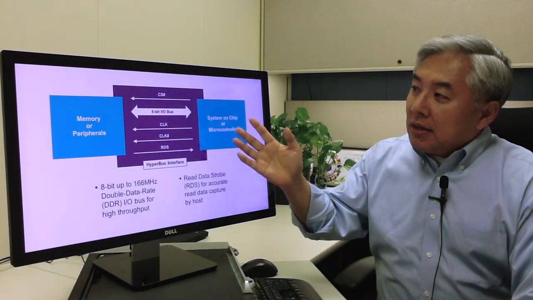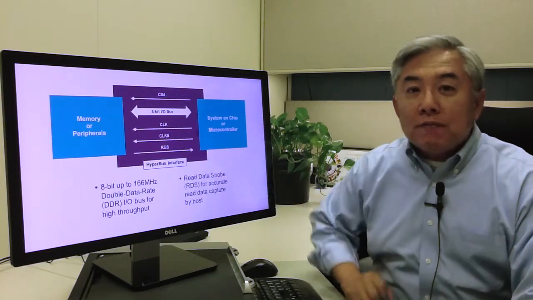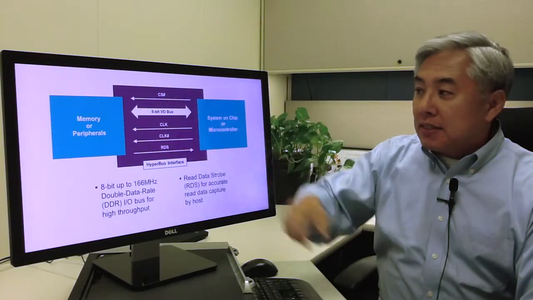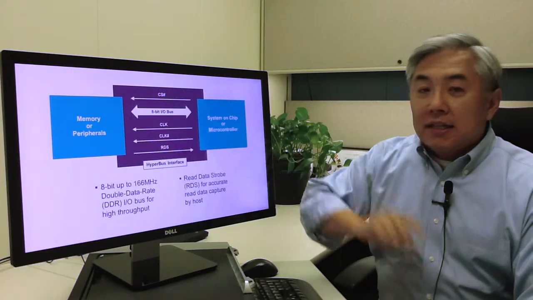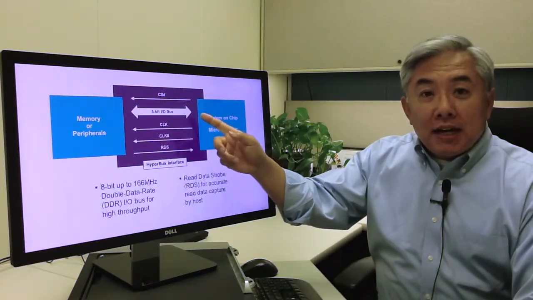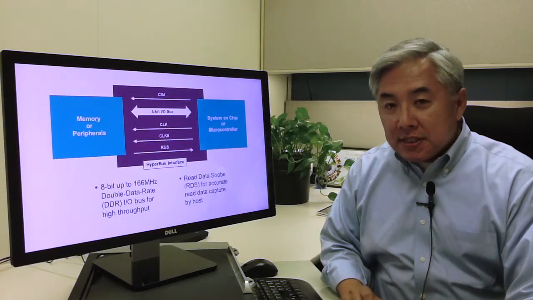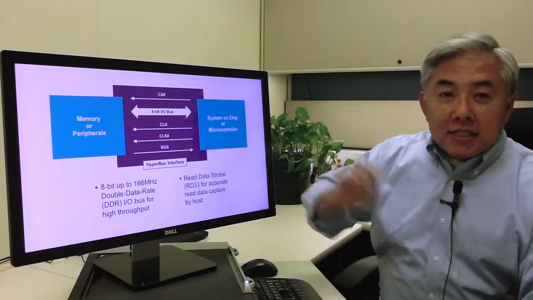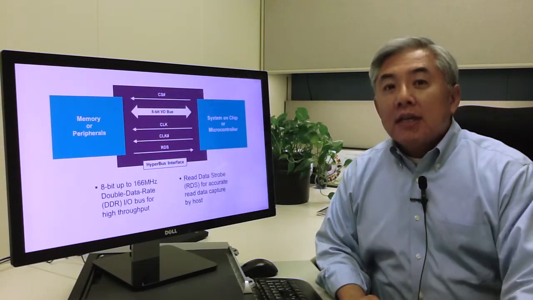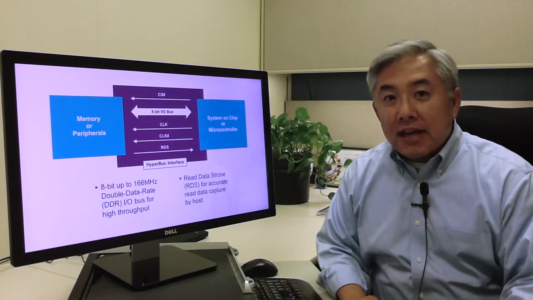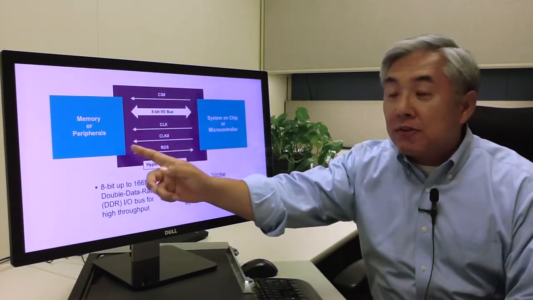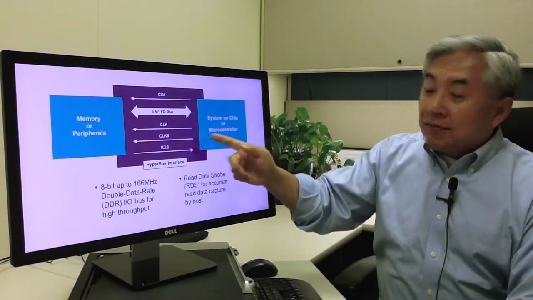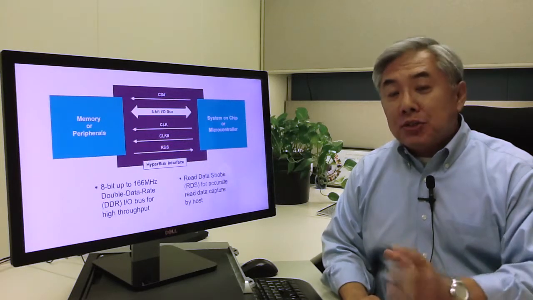So the HyperBus interface consists of 12 pins, and it has a chip select from the top, 8-bit I/O bus, a differential clock, and a read data strobe. The 8-bit I/O bus runs up to 166 megahertz at DDR. And the RDS stands for read data strobe. This allows the host to capture data in an accurate fashion. So this is an output signal coming from the memory to the host. So again, it's a 12 pin bus to transact data.